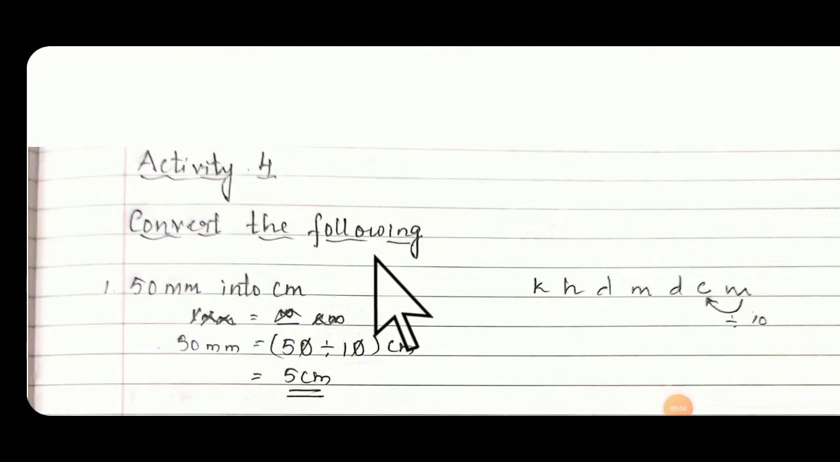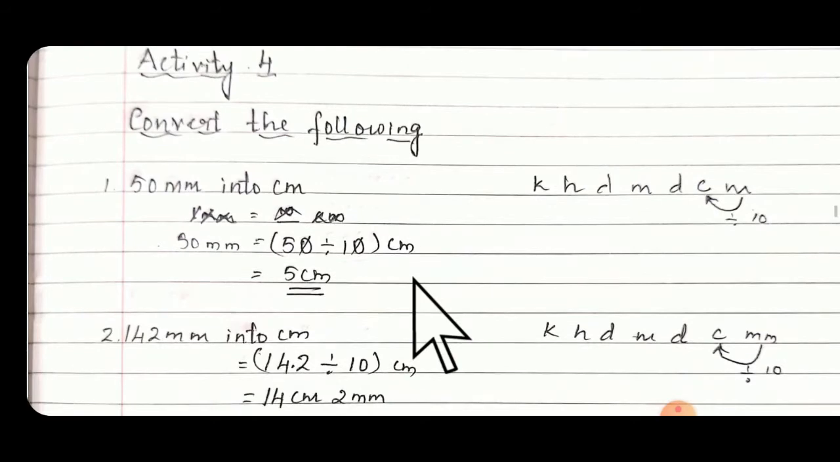Activity 4. Convert the following. So this one, what is the question? 500 millimeter into centimeters. Write the sentence: King Henry died, mother didn't cry much. Here mm to centimeter means we have moved backward. Below, if you see the arrow, that means it is backward.